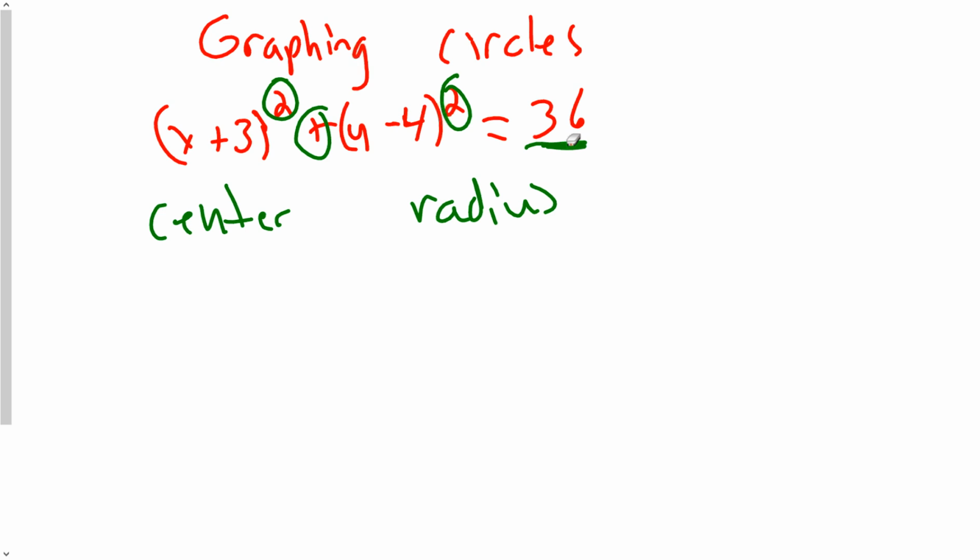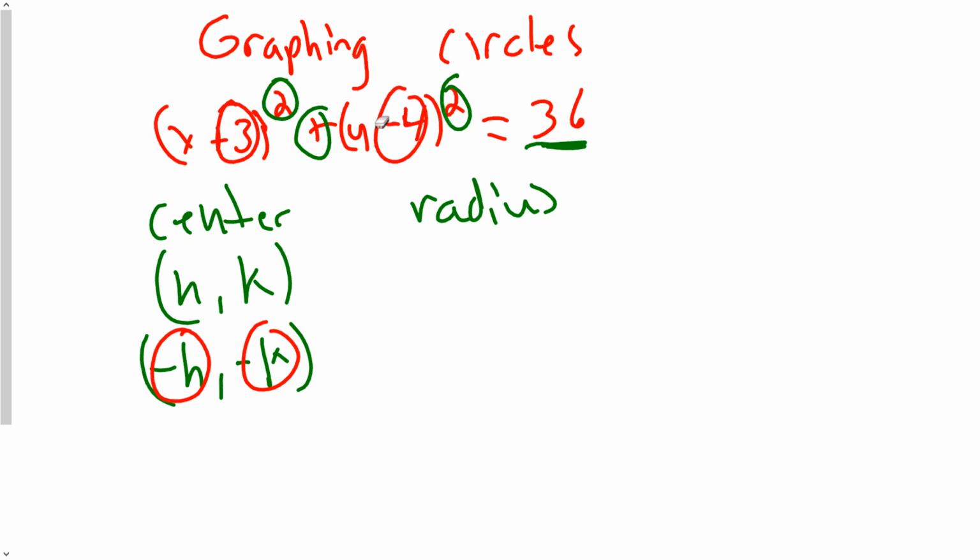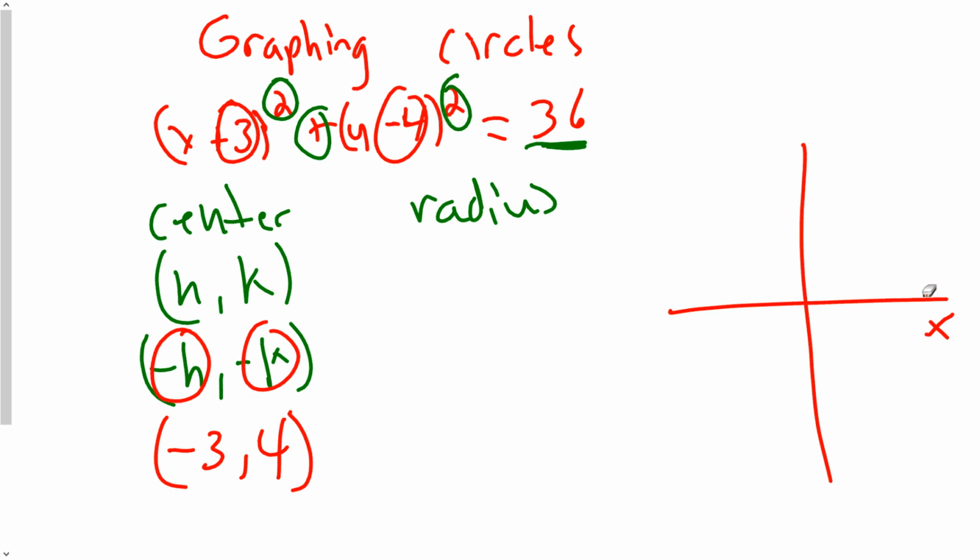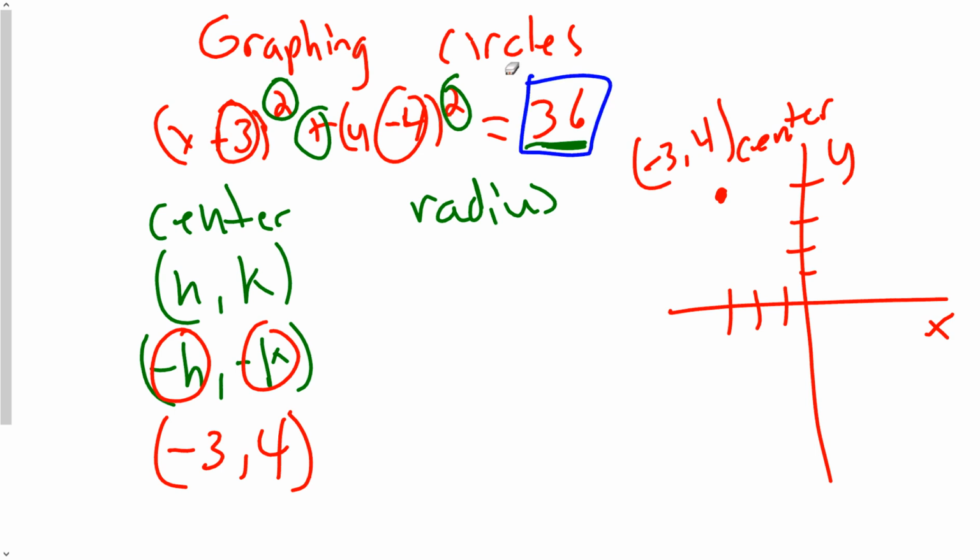Since we're after our center h comma k, and what's inside here is negative h, negative k, we want to do the opposite. So what's the opposite of positive 3? Well, that's negative 3. What's the opposite of negative 4? That's positive 4. So there's my center, and I go ahead and graph that on an xy plane. I move over negative 3, 1, 2, 3, and I go up 4, 1, 2, 3, 4. So there's my center at negative 3, 4.